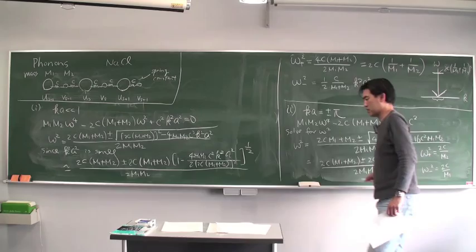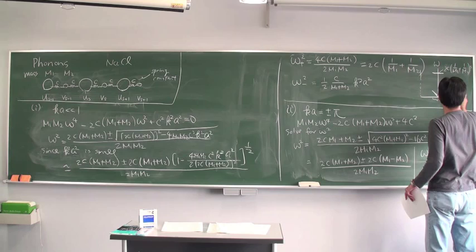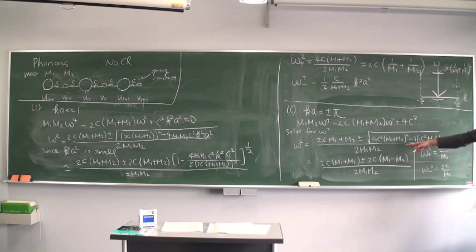And this condition is true for minus pi over a and plus pi over a, right? So we have two solutions. One is 2c over m2, to the 1 half, the other is 2c over m1, to the 1 half. Of course, I forgot to say that m1 is heavier than m2.